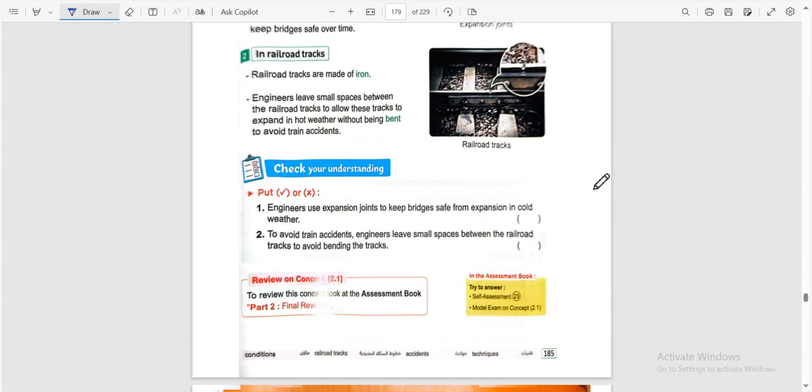Engineers use expansion joints to keep bridges safe from expansion in cold weather. Is that true or false? Well, that's false, because expansion happens in hot weather, not the cold one. Now, number 2, to avoid train accidents, engineers leave small spaces between the railroad tracks to avoid bending the tracks. Is that true or false? That's definitely true. Good.